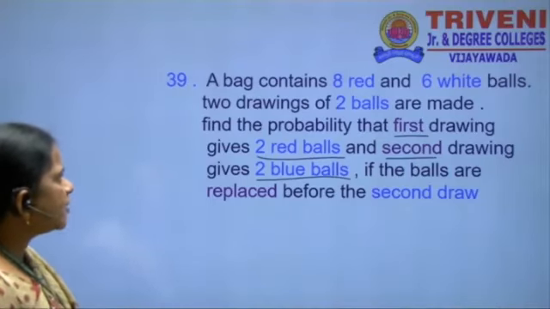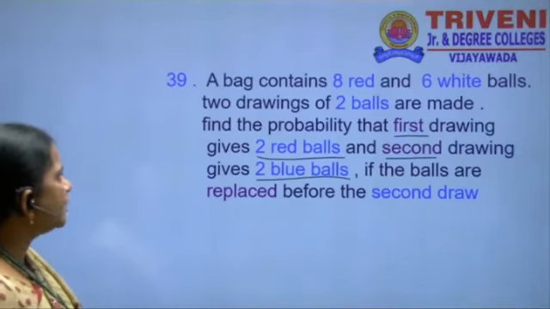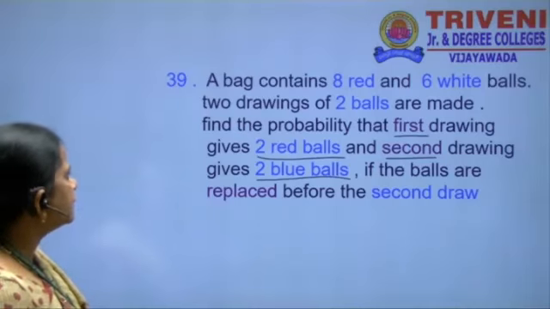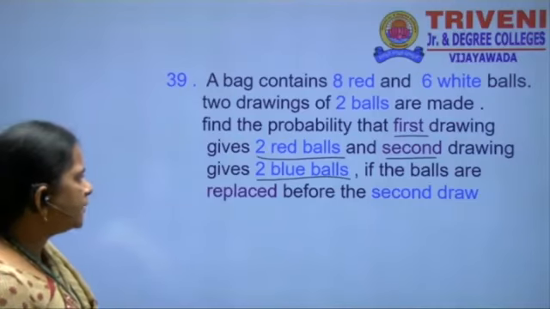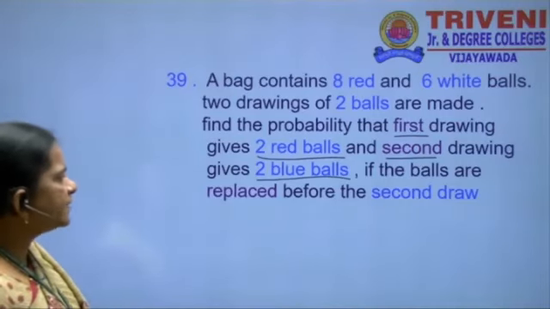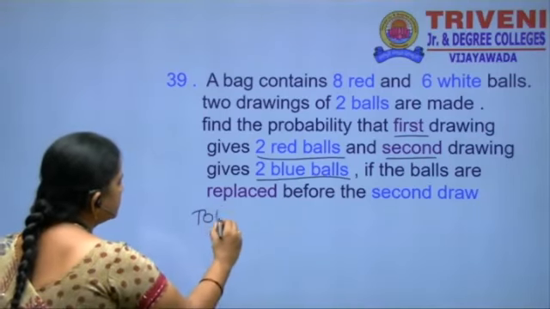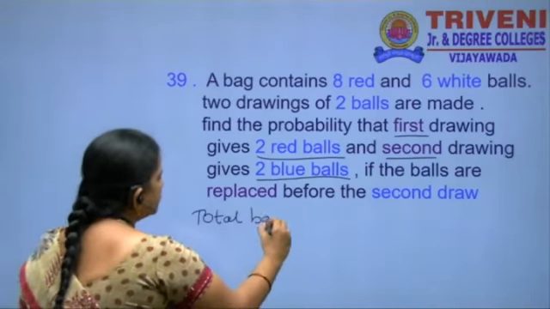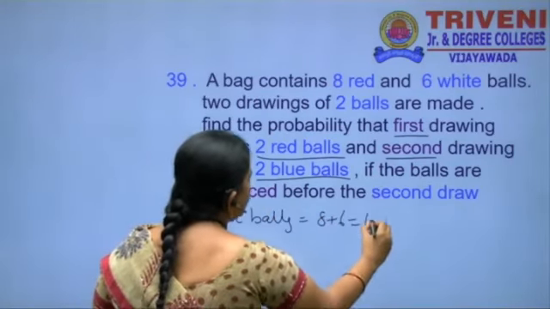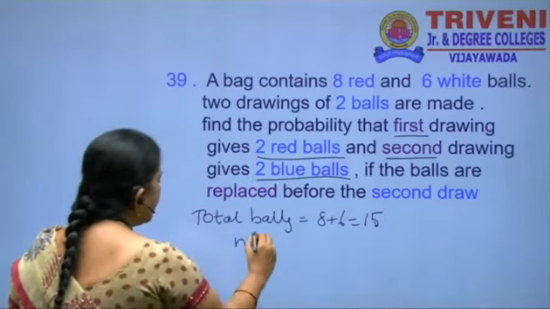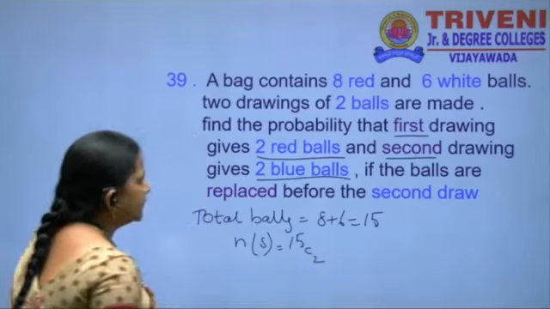The total number of balls is how many here? 8 red balls plus 6 white balls. Two drawings of 2 balls are made. Find the probability that the first draw is 2 red balls and the second draw is 2 white balls. Total balls is equal to 8 plus 6, that is 14. N of S: we take 2 balls at a time.